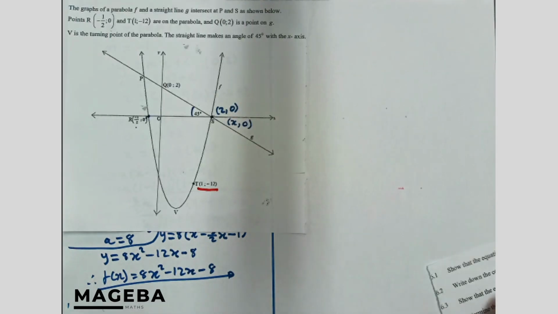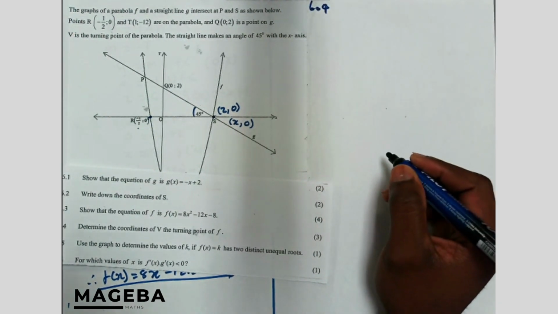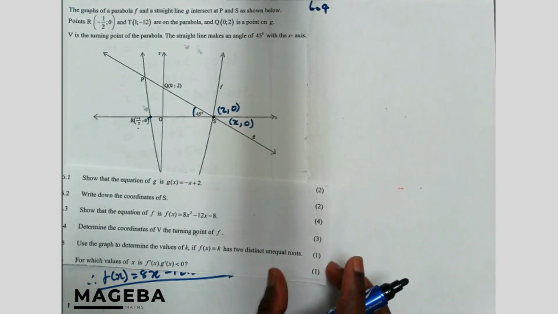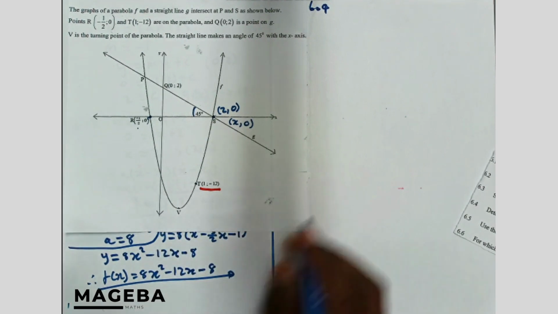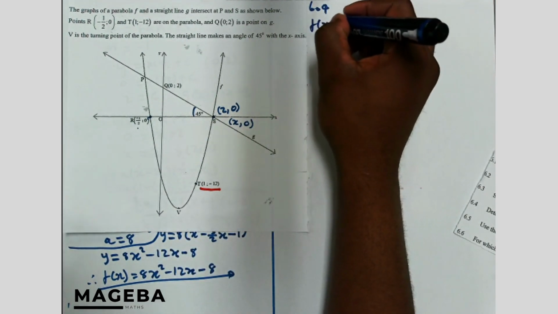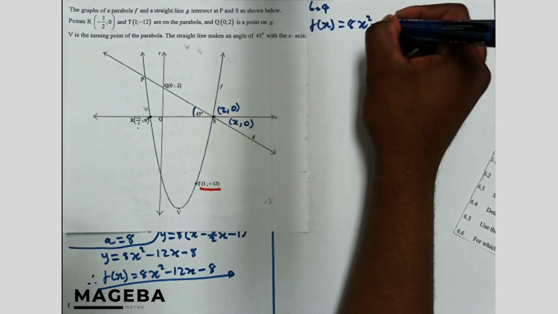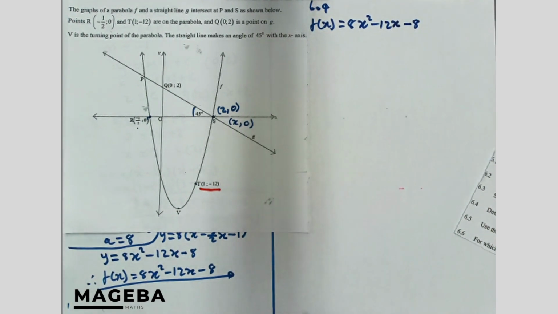Okay guys, now we are still continuing. Now we are doing 6.4. What is 6.4 wanting? It's saying determine the coordinates of V, the turning point of f. So now we are looking for a turning point. We already have our f of x, which is equal to 8x squared minus 12x, and then minus 8. How do we find the turning point?